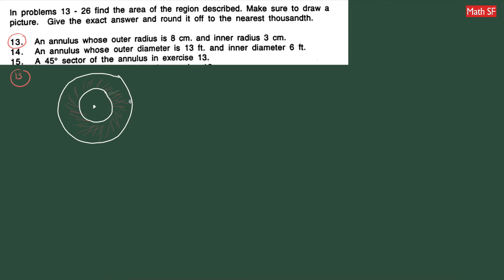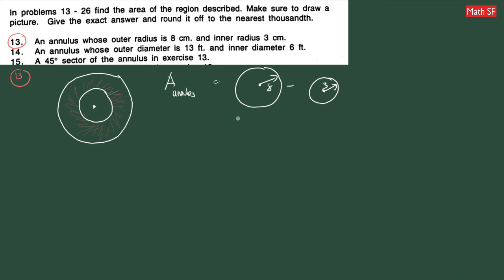How are we going to find the area of the annulus? You can find it with a given formula, or we could derive the formula. I prefer to break this down as a large circle. I want the area of the big circle with radius 8, minus the small circle with radius 3.